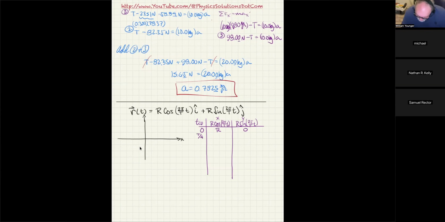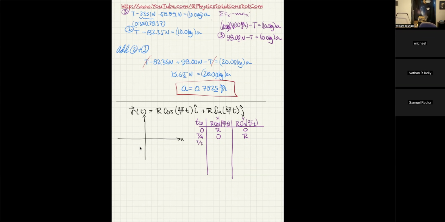And when I put t over 4 in there, you can see that the t is going to cancel out with the t in the bottom and end up getting 2 pi over 4, which is pi over 2, which is, of course, 90 degrees. And the cosine of 90 degrees is 0, and the sine of 90 degrees is 1, so this one just becomes r.